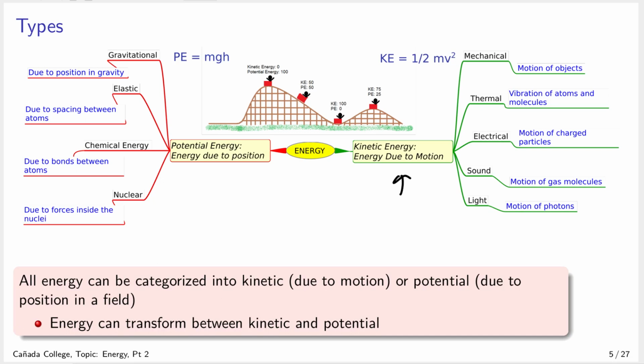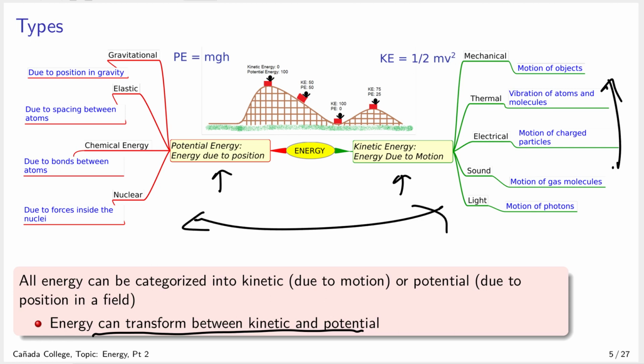So the good thing is that because you can categorize all energy either in terms of kinetic or potential, it also helps us understand from this roller coaster analogy that energy can transform between each other. So in other words, you can transform not only between kinetic to potential energy, but also between the different types of energy within kinetic or within potential energy. Okay, so that's something important to remember.